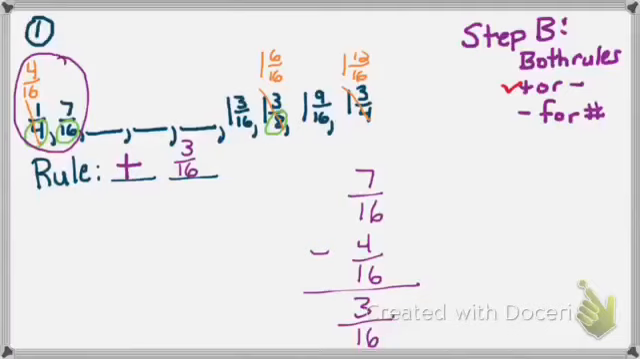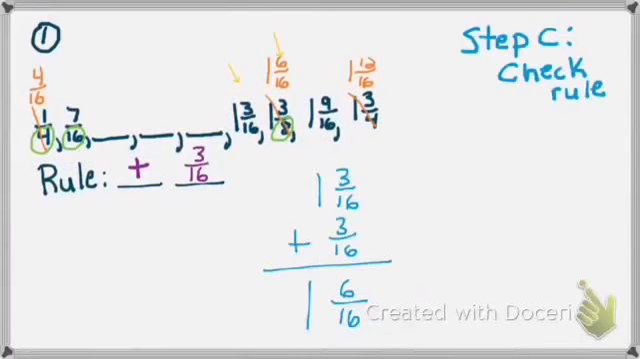Step B, B stands for both rules. First, you need to find whether it's an addition or subtraction rule. To do that, look at your numbers and see if they're getting larger or smaller. Larger means addition, smaller means subtraction. And then the next part is take any two numbers that are next to each other, subtract the largest on the top minus the smallest, and whatever number you get should be the number portion of your rule.